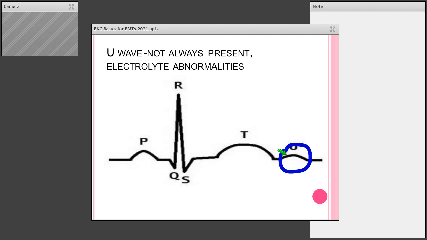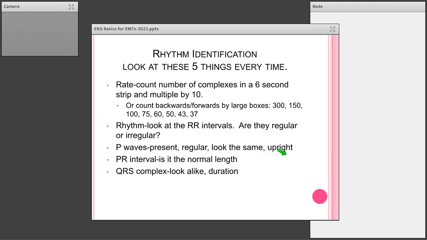All right. Now that we know the different parts of a cardiac beat, we can talk about how to identify the rhythm that that person is having. So every time you look at a cardiac strip, you should look at the same 5 things every time. Every time. That way you are thorough and organized and you won't skip something.